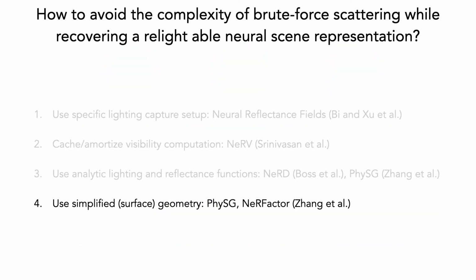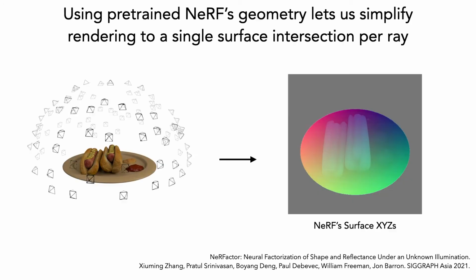Another strategy to reduce computational complexity is to reduce the number of samples required along each primary ray from the camera. This can be done by using a surface-based representation of the scene, such as a signed distance field like in PhiSG, or by simplifying volumetric geometry recovered by NeRF into a surface-like representation, as done in NeRFactor. So NeRFactor uses the geometry from a pre-trained NeRF to simplify the inverse rendering procedure by only considering a single surface intersection per ray.